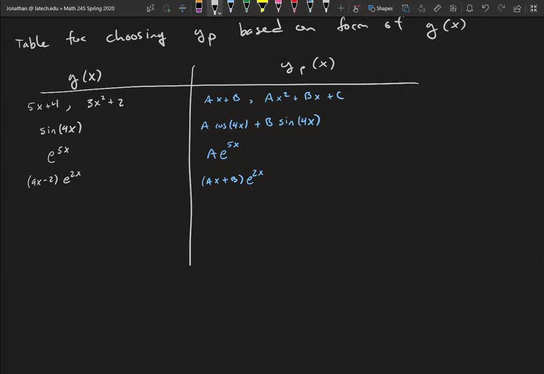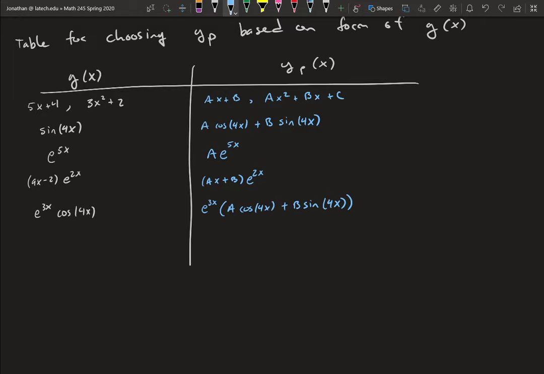Let's say you had something like e to the 3x times cosine 4x. Then your particular guess would be e to the 3x times a cosine 4x plus b sine 4x.